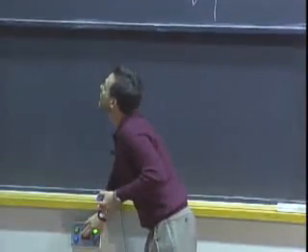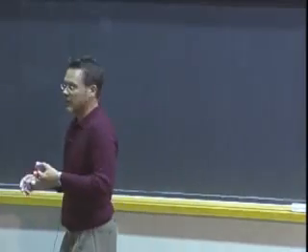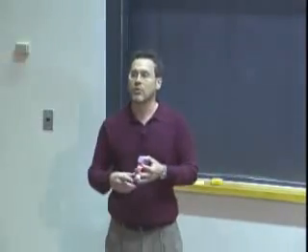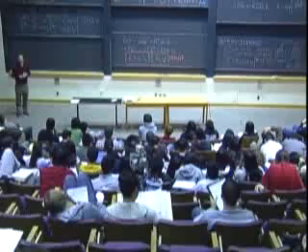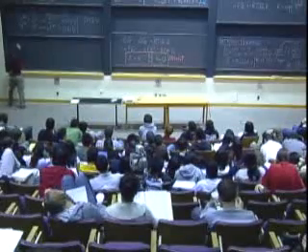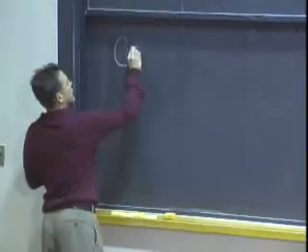But there's another type of cell that is interesting that you can also describe very well using the Nernst equation. And this will be what is called a concentration cell.